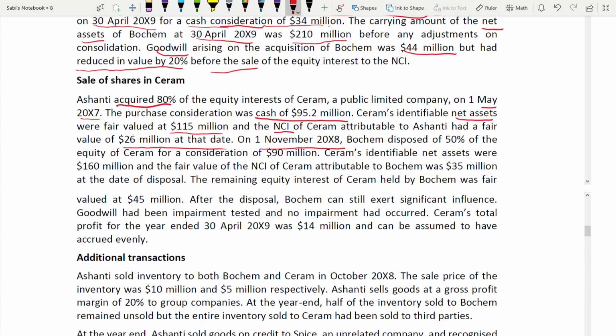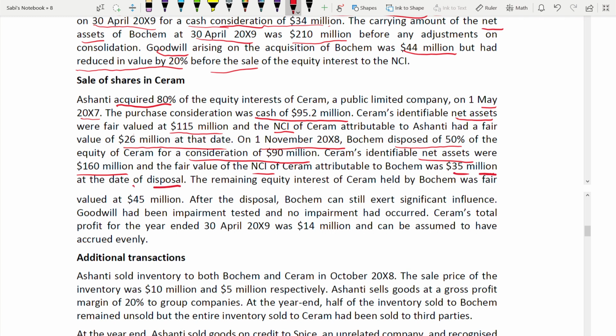On 1st of November 2008, disposed 50%, from 80 to 30%. That means he's left with 30%. Now he's no more a subsidiary. He's an associate. That you have to understand. So disposed how many? 50%. For how much? 90 million. And here the net assets is 160 and NCI is 35 million at the date of disposal.